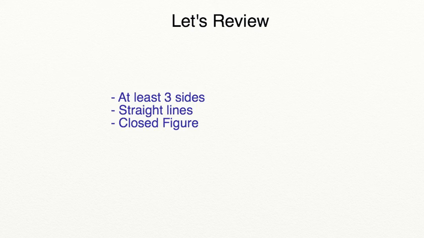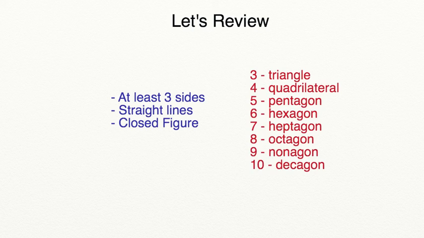Let's take a minute to review what you've learned in today's lesson. Remember, a polygon must have at least 3 sides, made out of straight lines, and must be a closed figure. And to identify what type of polygon we have, we must look at how many sides are in the shape. For example, 3-sided polygons are triangles, 4-sided polygons are quadrilaterals, 5-sided polygons are pentagons, 6-sided polygons are hexagons, 7-sided polygons are heptagons, 8-sided polygons are octagons, 9-sided polygons are nonagons, and 10-sided polygons are decagons.